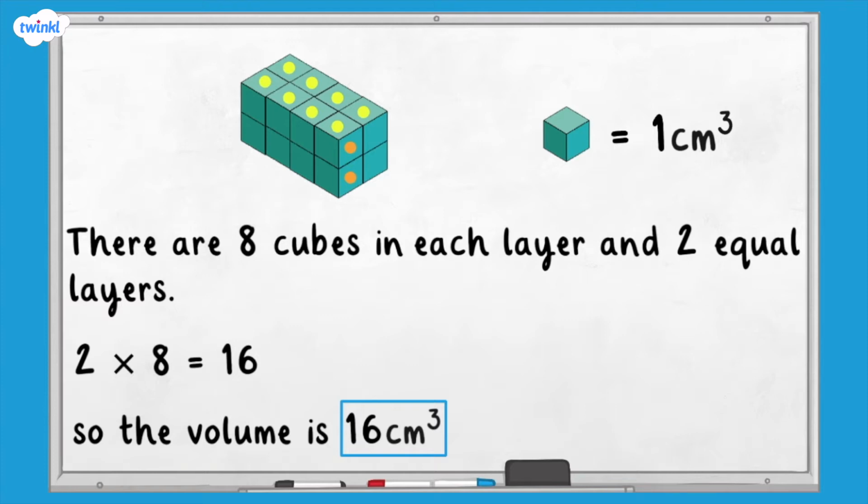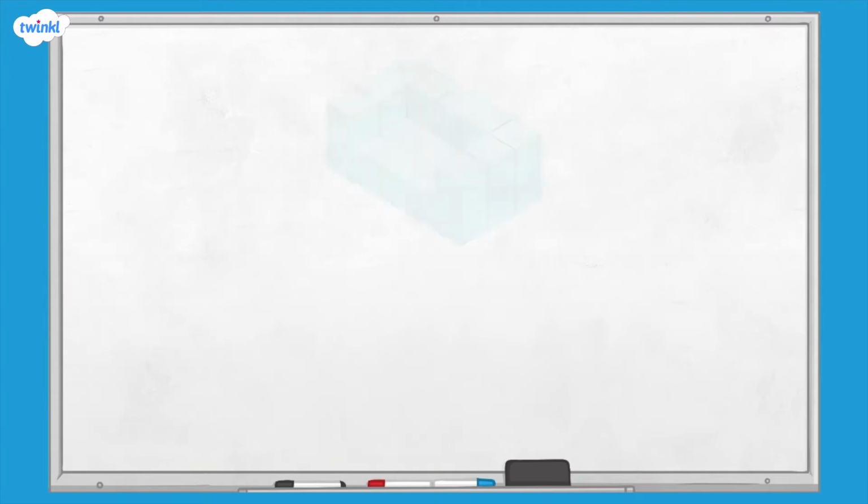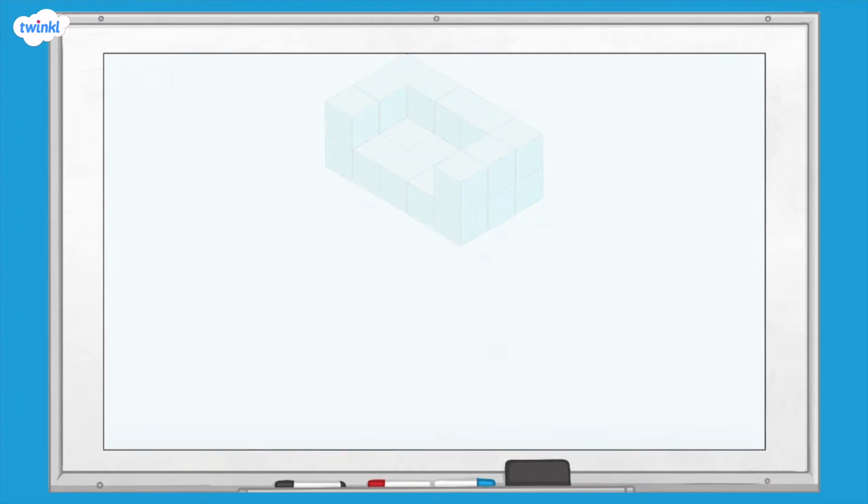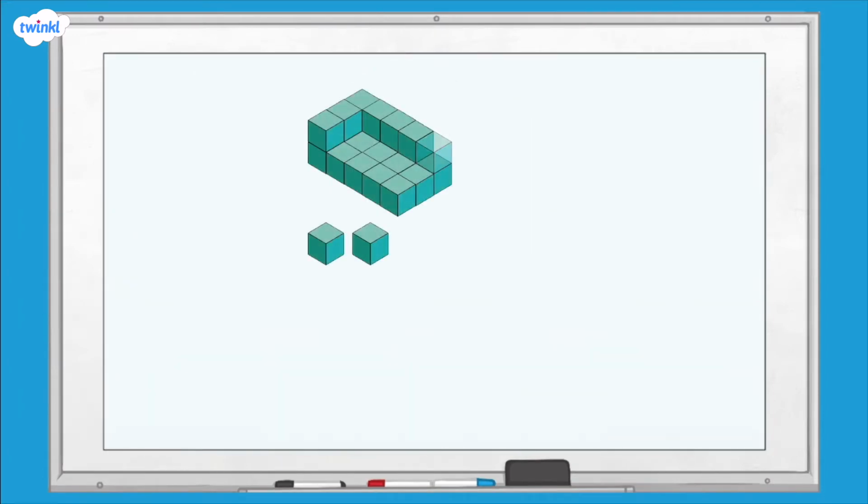Sometimes the cubes within a three-dimensional shape are not so easy to count. When counting cubes, it is important that we include cubes that cannot easily be seen. For example, with this shape, we cannot see all of the cubes, but we can tell that they are there because of the other cubes sitting on top of them. If we were to separate the cubes, we can see that there are 24 cubes.